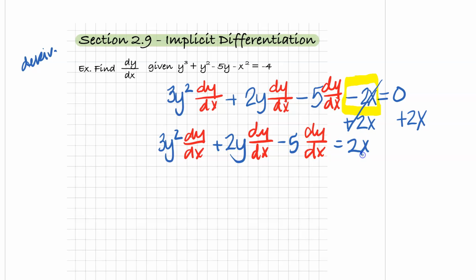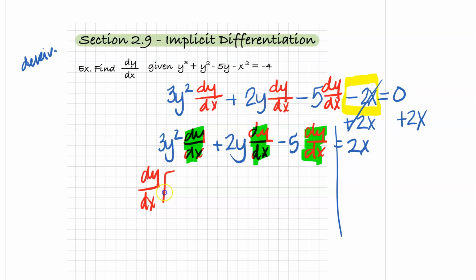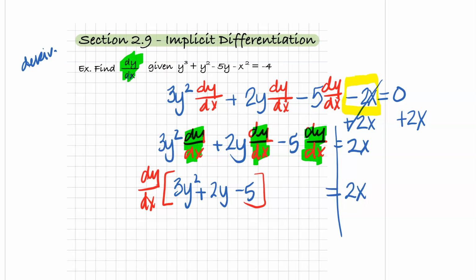equal to 2x. So I have all terms, here's my equal sign, on the left side with dy/dx's. Now left or right doesn't matter, just all of the terms of dy/dx on one side. The reason I'll do this is because they all share this piece of information, I can factor that out. So I'm going to pull a dy/dx out of each term, and that's going to leave me with 3y squared plus 2y minus 5 equal to 2x, because my goal was to get dy/dx by itself, find dy/dx.